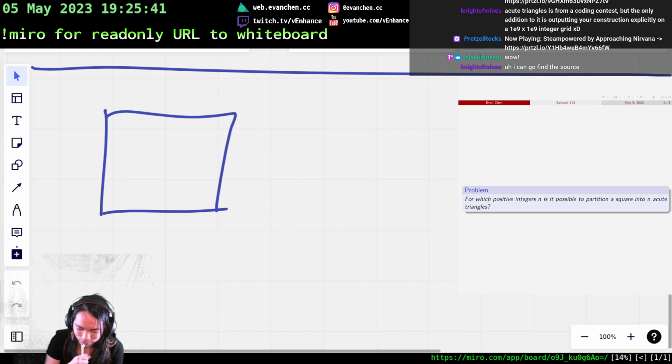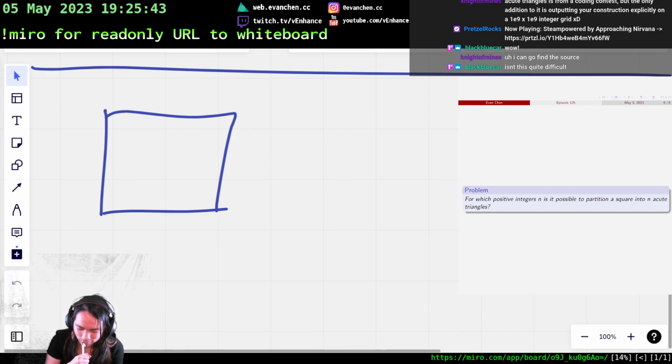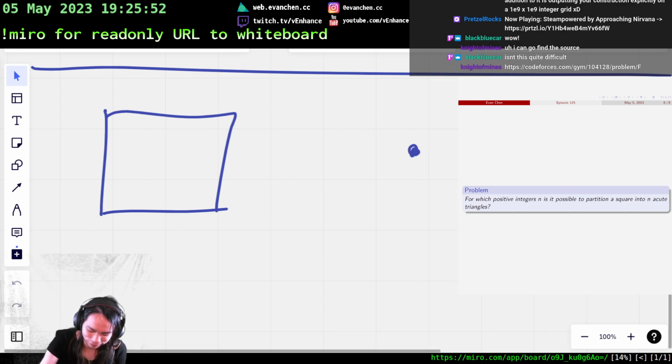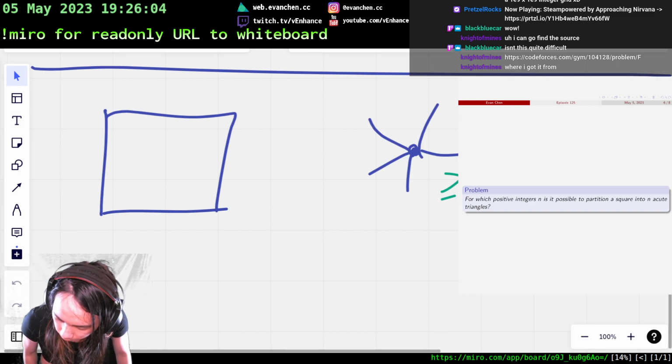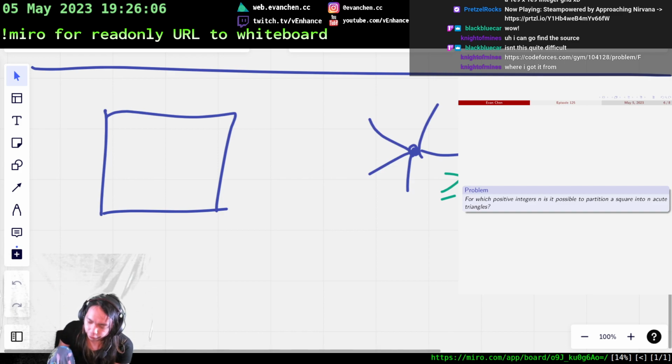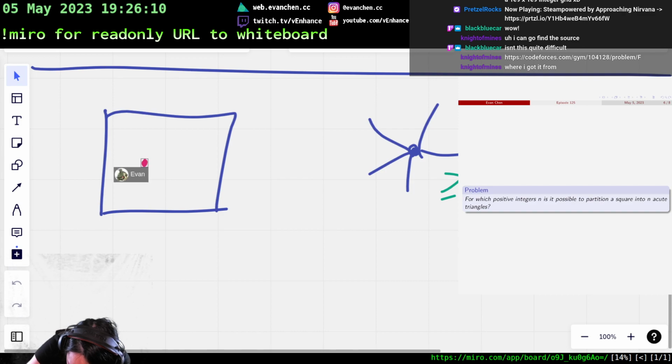There might need to be a lot of... So if you have a point that's inside the square, isn't this quite difficult? Oh, is it? I don't know, I just got the problem. But like, degree at least 5, right? For the points inside the square, you always need at least 5 edges sticking out of it. Otherwise, one of the angles will always be at least 90 degrees. So inside the square, you need everything to be at least 5.